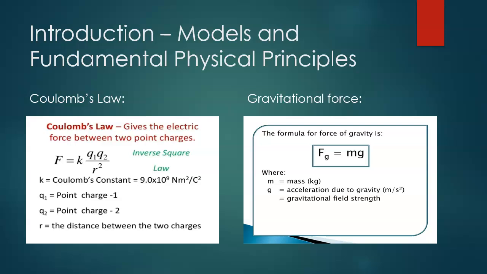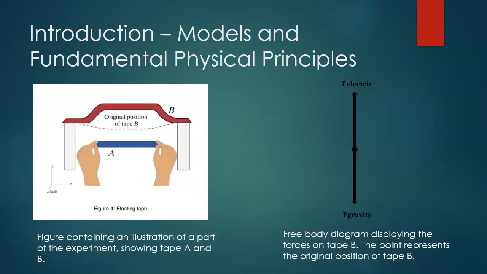These were some of the models and fundamental physical principles in the lab: Coulomb's law and gravitational force. These were counteracting forces in the lab. Coulomb's law describes the electric force between point charges, while the gravitational force describes the downward pull on objects.